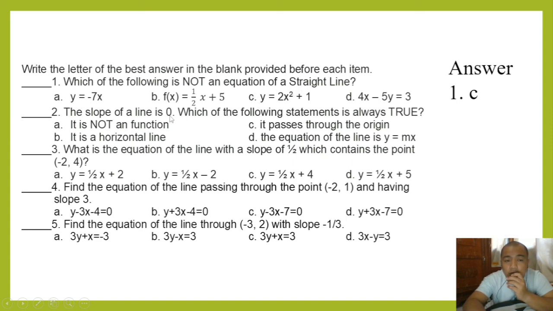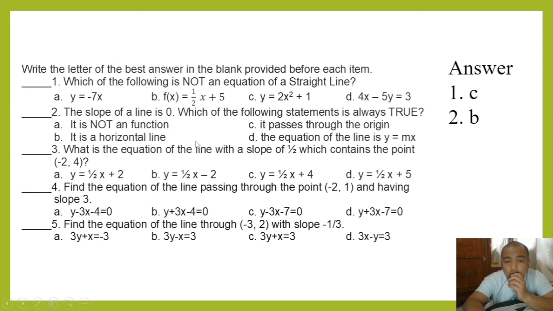Number 2, the slope of a line is 0. Which of the following statements is always true? It's not a function. It is a horizontal line. It passes through the origin. The equation of the line is y equals mx. Answer? B, it is a horizontal line. Remember, a horizontal line has a 0 slope.